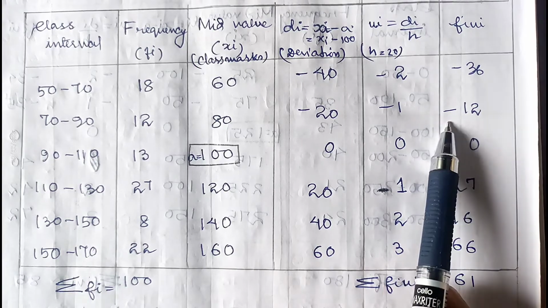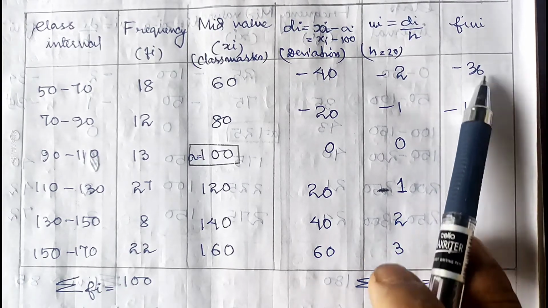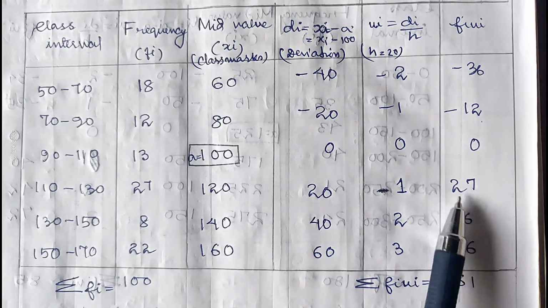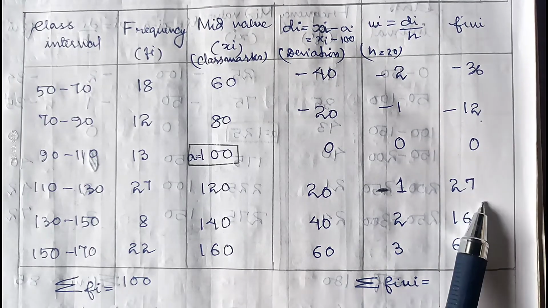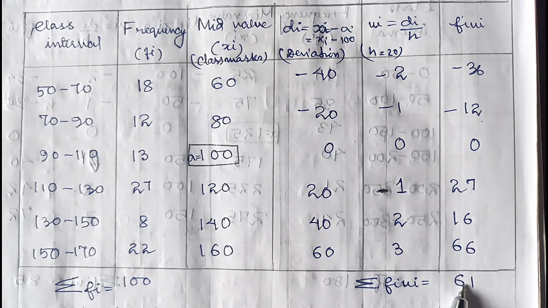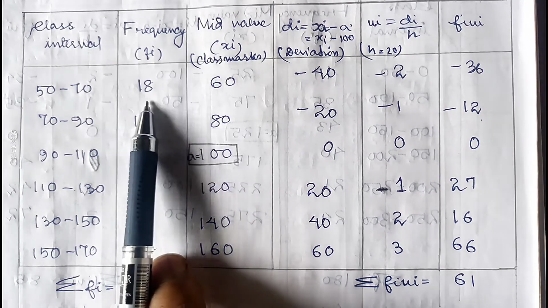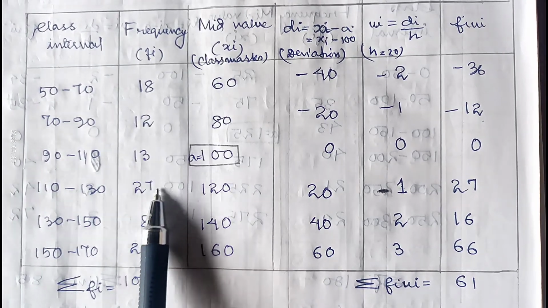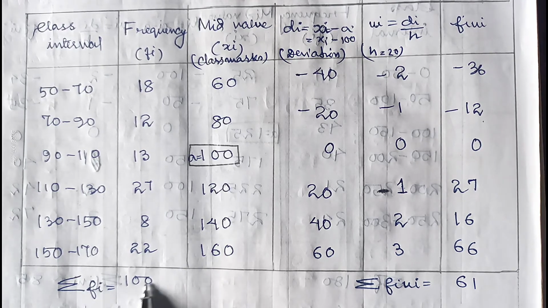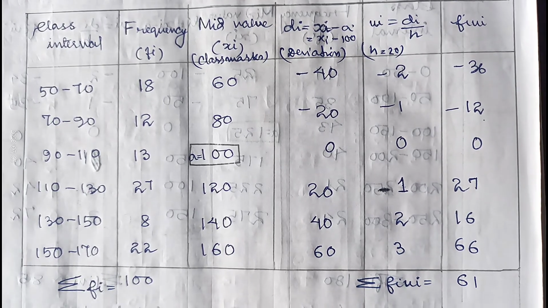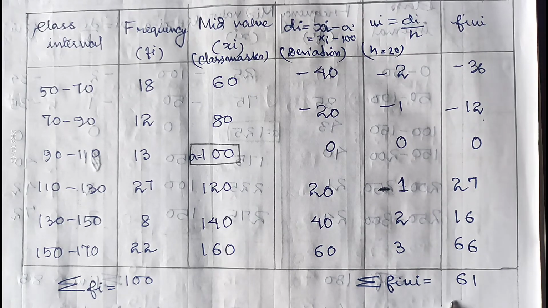Here minus 36 and minus 12 are negative values, so these two will be added together. These three are positive, so these three will be added together, and then if I add their sums, it will be 61. Here 18 plus 12 plus 13 plus 27 plus 8 plus 22 will give 100. So we got summation Fi is 100 and summation Fi Ui is 61.